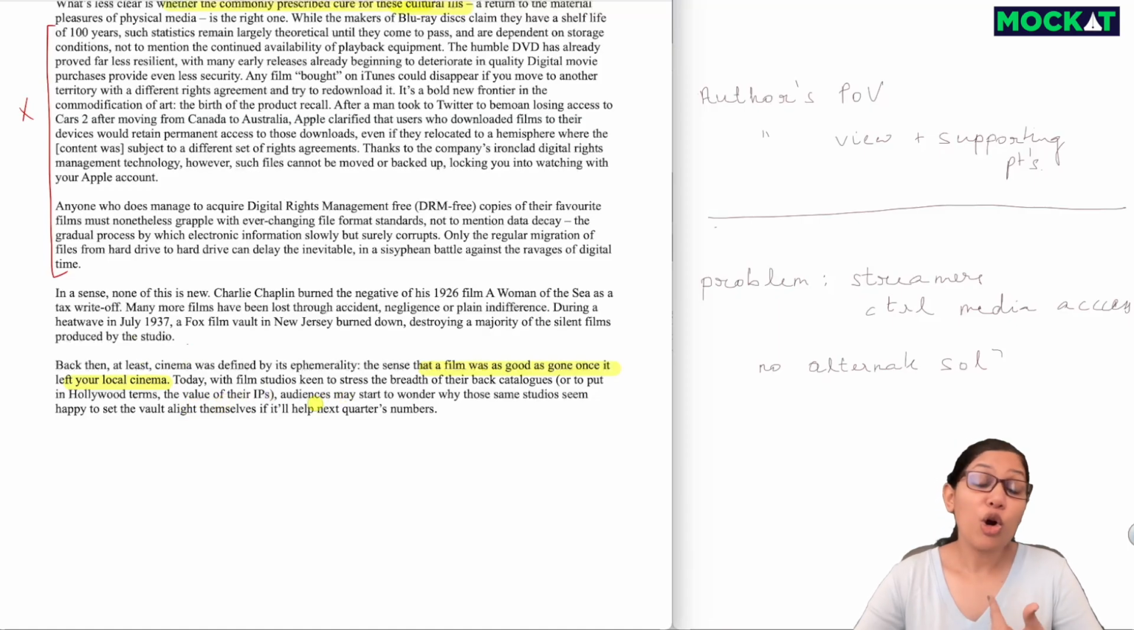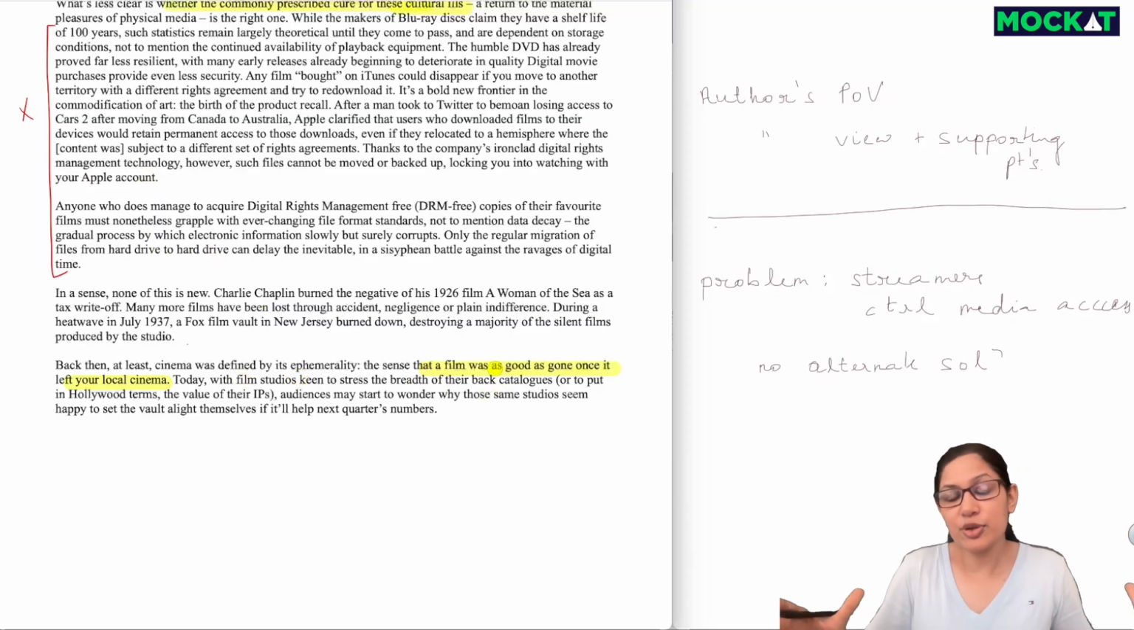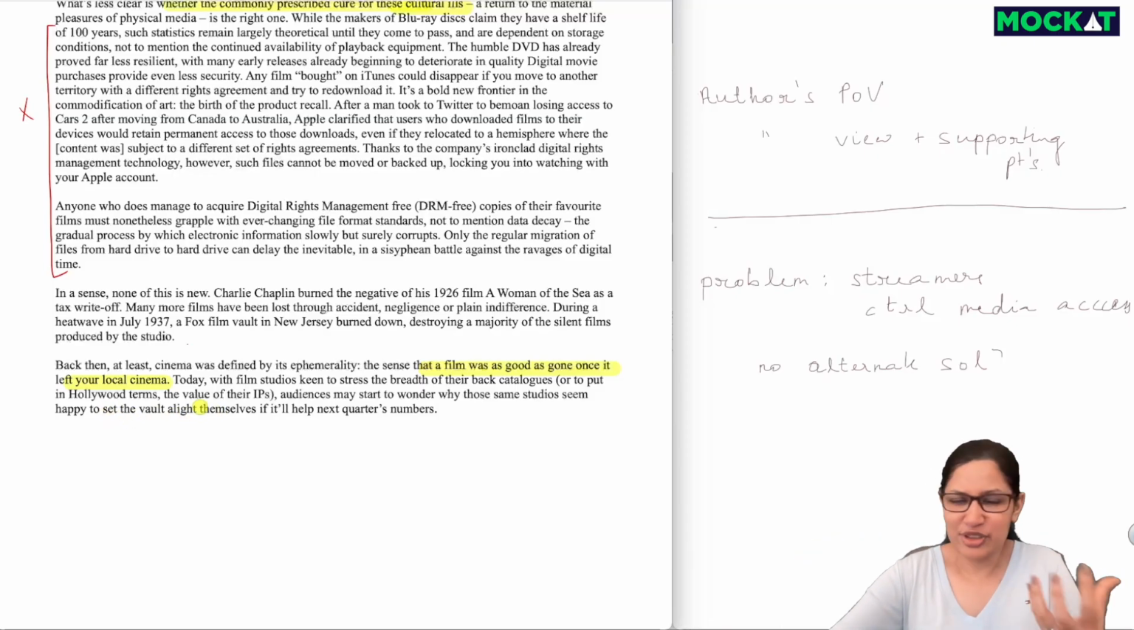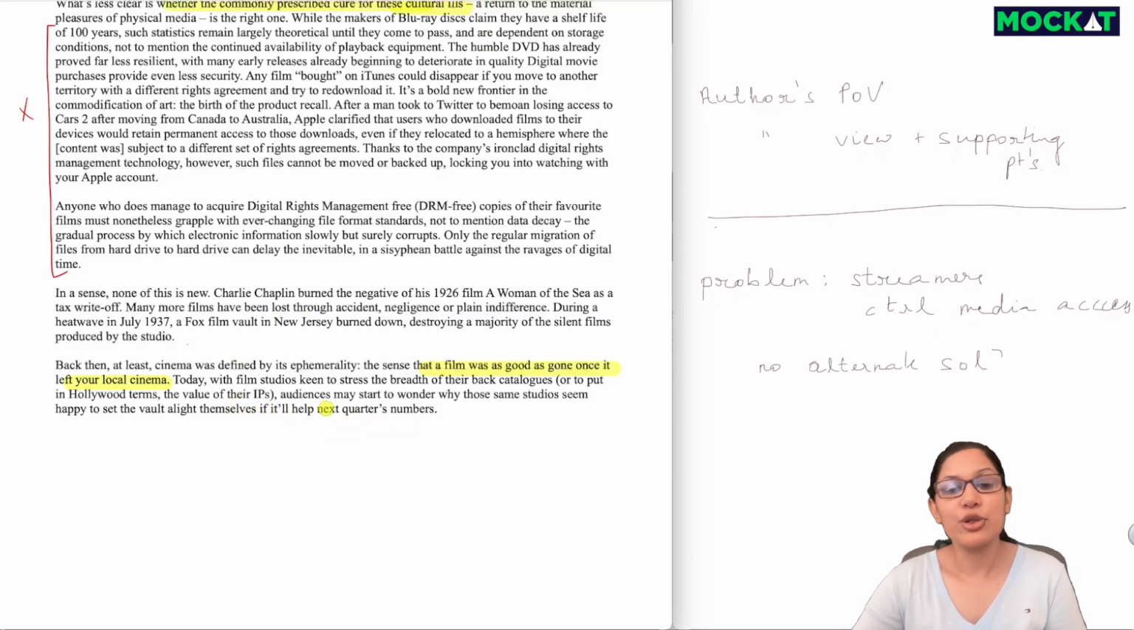So now what is happening? Audiences are questioning, or they are going to question, especially when the studios are keen to talk about all their back catalogs, which I'm interpreting as all of the movies or shows which they already have, right? Their back catalogs or their past catalogs. So given that the film studios themselves are talking about the entire breadth of all the shows that they have, why are they controlling access? Why are they, and there's a metaphor over here, setting the vault alight, or rather burning the vault, which probably has all of the negatives, again metaphorically, setting fire to that like Charlie Chaplin did, just to help with their revenue. What's next quarter's numbers? Probably the next quarter's revenue.